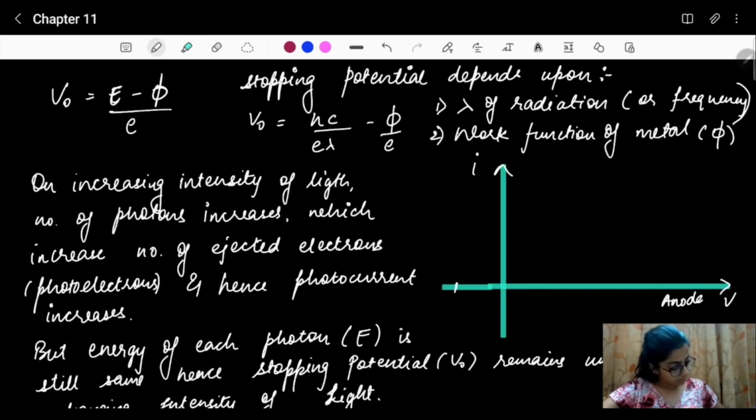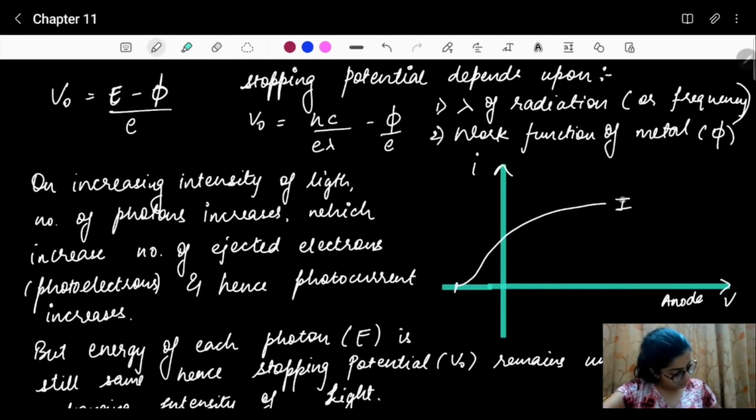Okay, so we have learned a graph like this, and we have seen that on decreasing the value of the anode with respect to cathode, when the potential on anode becomes negative with respect to cathode, in that case the current keeps on decreasing and it reaches a limiting value of zero, and that potential was stopping potential. So this was the graph for that. Okay, so let's say here the intensity of light was I. Now if you increase the intensity of light further to 2I, 3I, then what will happen?